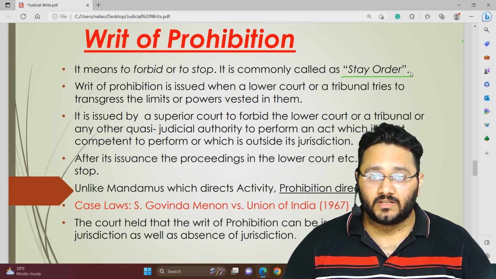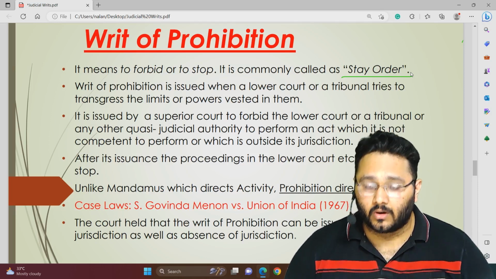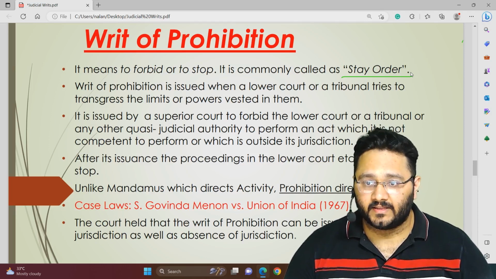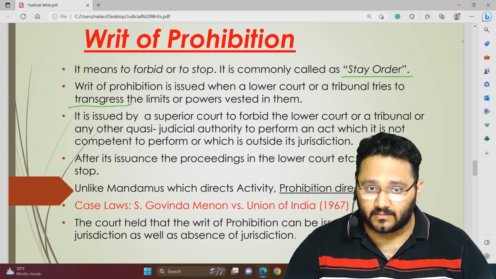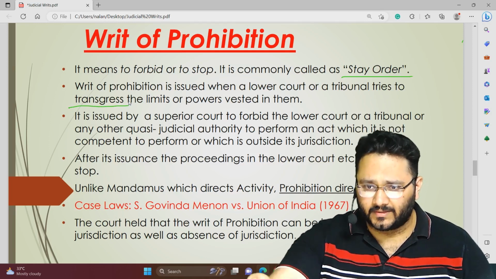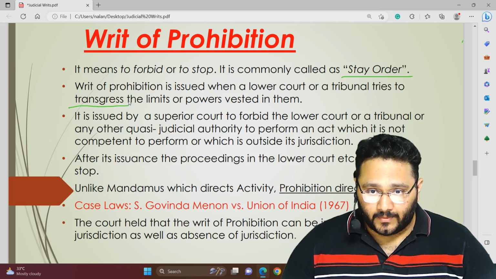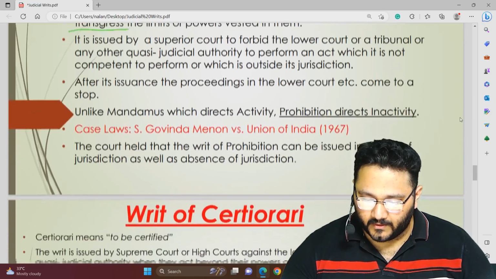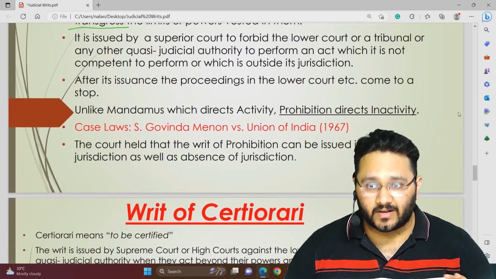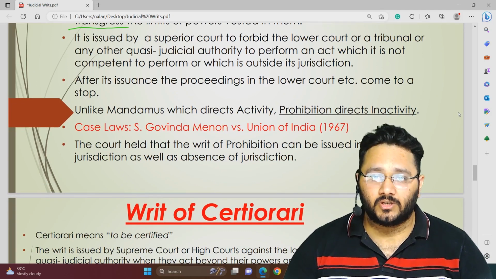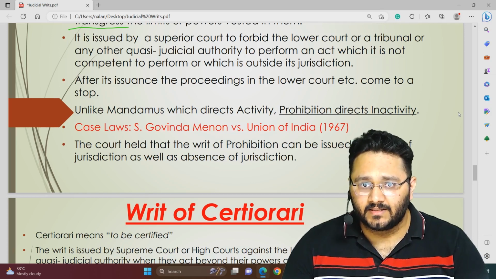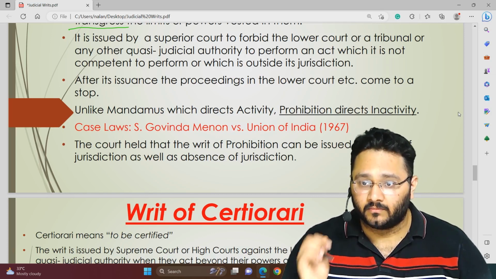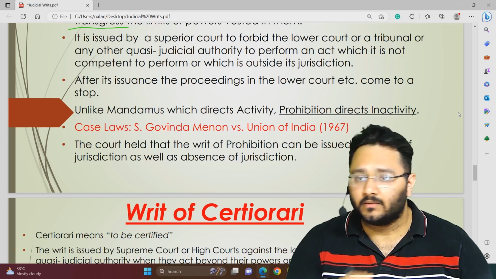Writ of prohibition is issued when a lower court or a tribunal tries to transgress the limit or power vested in them. Transgress का मतलब होता है अपनी सीमा से बाहर जाना, transgress या to overstep. It is issued by a superior court to forbid the lower court or a tribunal or any other quasi-judicial authority to perform. What is the meaning of quasi-judicial? Quasi means similar, उस जैसा, which has some quality of that but not complete.